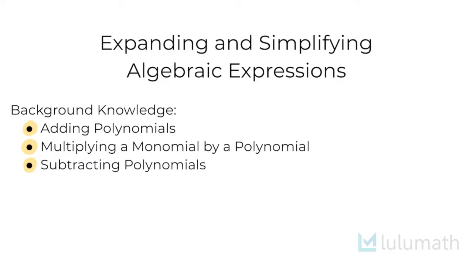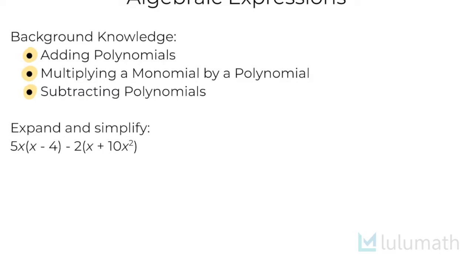So in our first example, we're asked to expand and simplify. And the first thing that we're always going to want to do when we are asked to expand and simplify is to distribute if possible first, because when you're expanding, you're pretty much just distributing. So here I have a 5x and I need to distribute it through to the x and to the -4.